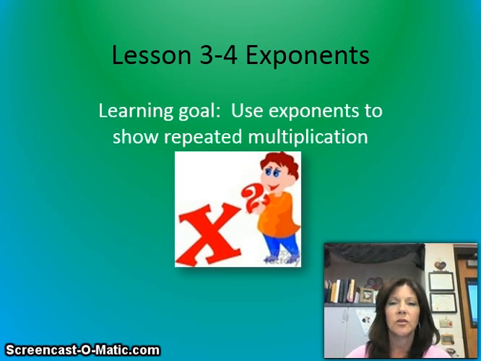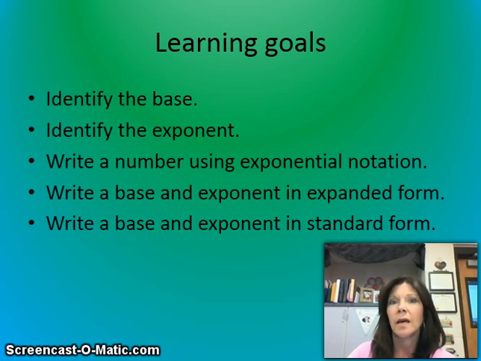Hi again, everyone. Lesson 3-4 for this evening, exponents. You are going to be learning tonight how to use exponents to show repeated multiplication. Lots of learning goals tonight. Be ready to write. First learning goal, identify the base.